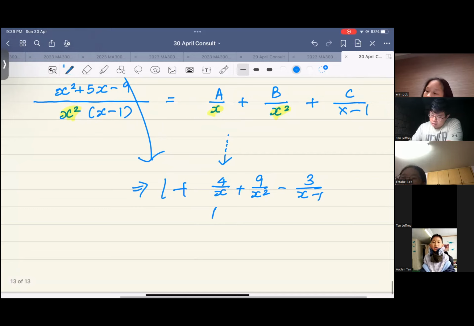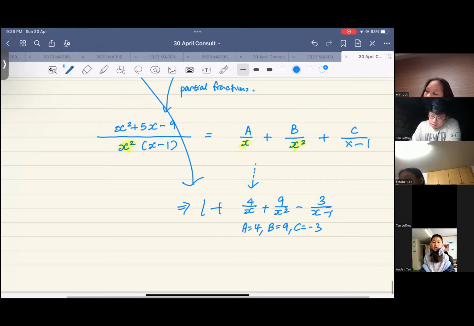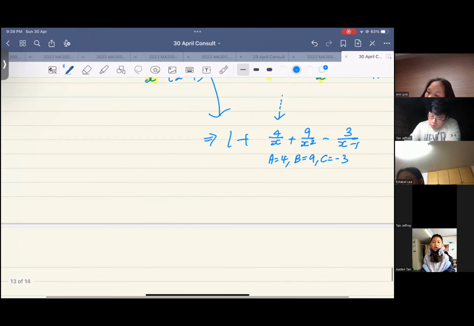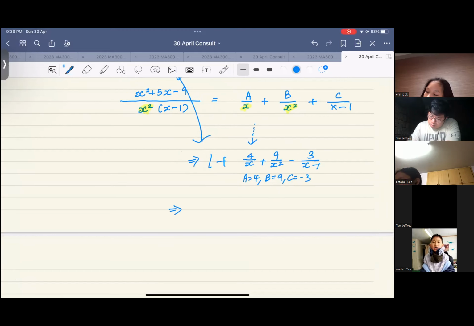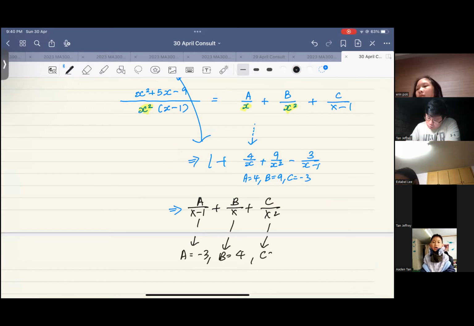Okay, yeah. For example, Aiden would have done something different. Maybe Aiden would have said, okay, my answer is, instead of A, I want to do a different one. I want to do A over x minus 1 plus B over x plus C over x squared. So what would you have gotten? You will have gotten A equals -3, B equals 4, C equals 9.